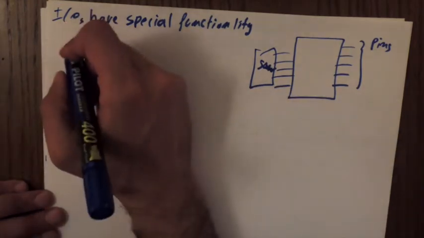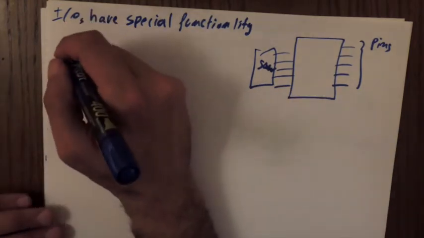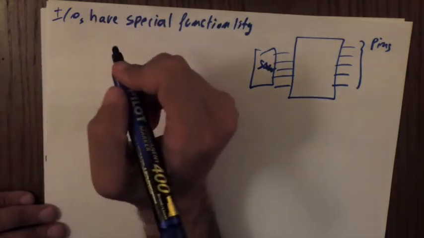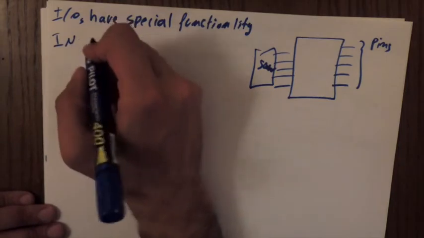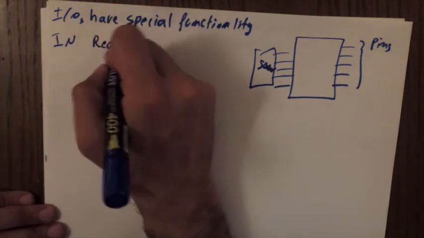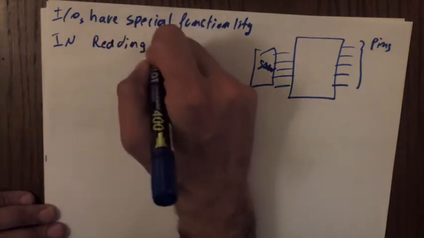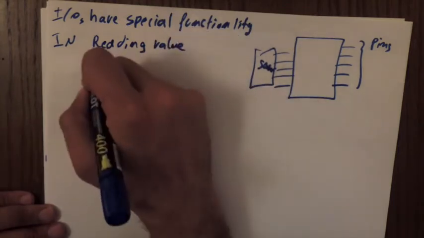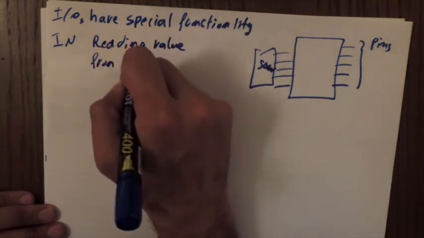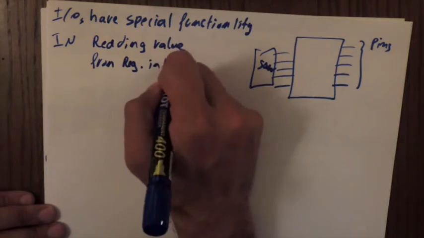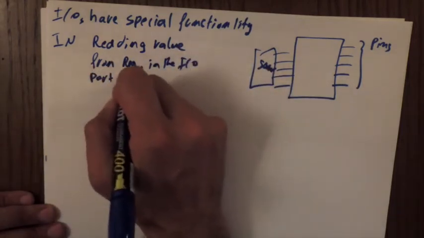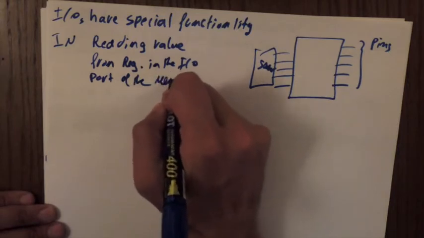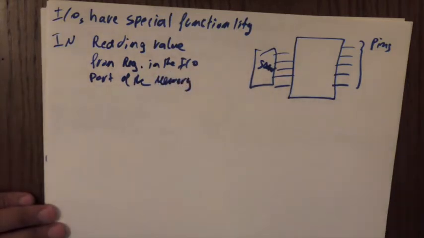So I have two instructions like LDS and SDS. I have in and out. So in is used for reading values from registers in the I/O part of the memory. And the way in works is like this.